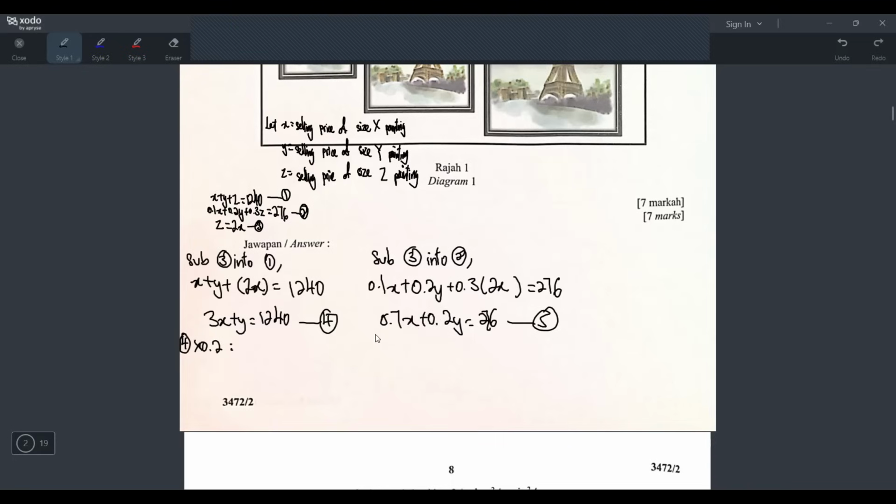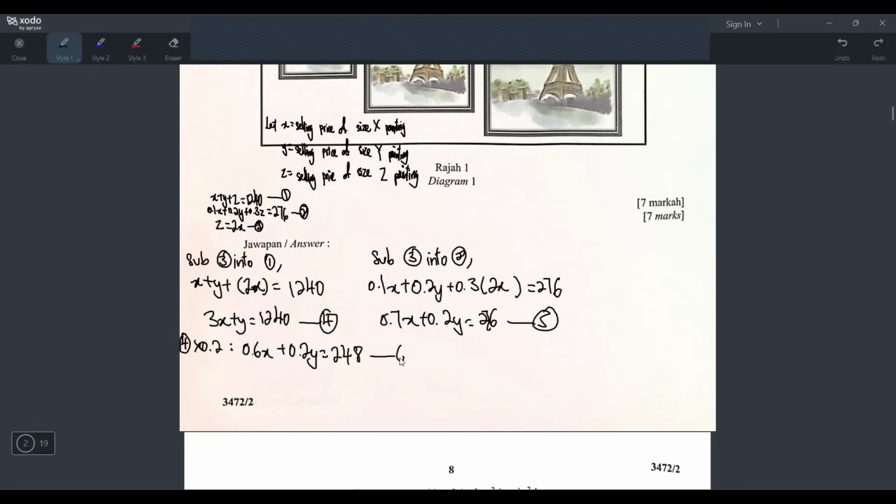Because when the perkali sama, baru boleh buat penghapusan. So when you times 0.2, everything has to times 0.2. So 3 times 0.2, that's going to be 0.6. Y times 0.2, that will be 0.2y. 1240 times 0.2, well, let's press calculator. Okay, my calculator give me 248. So let's write 248.